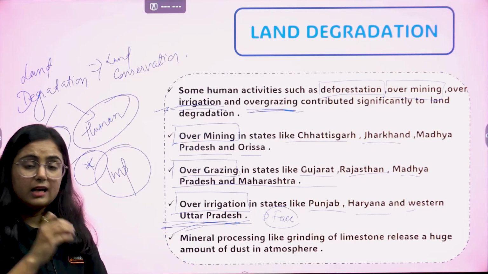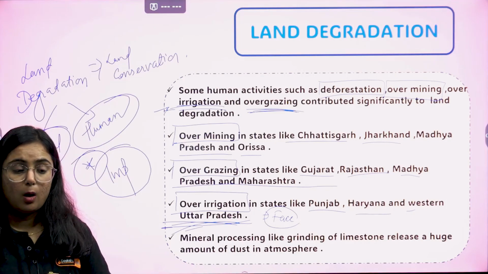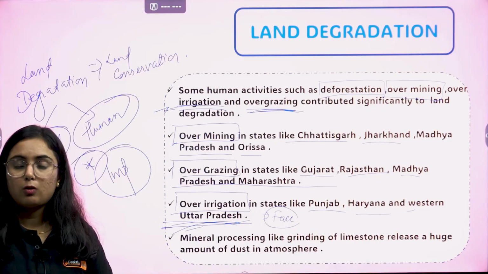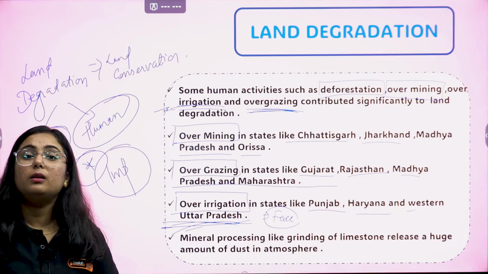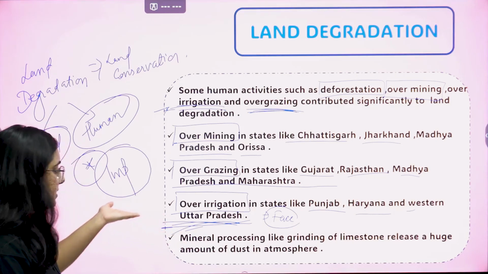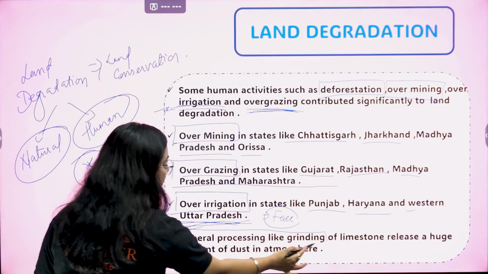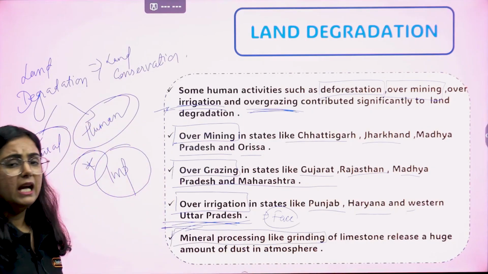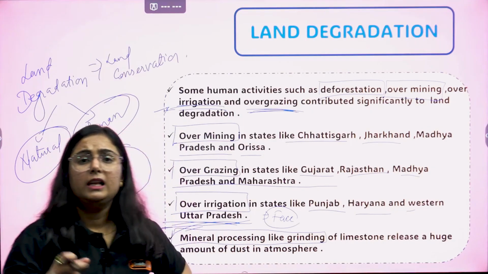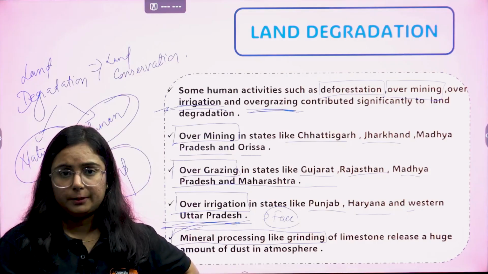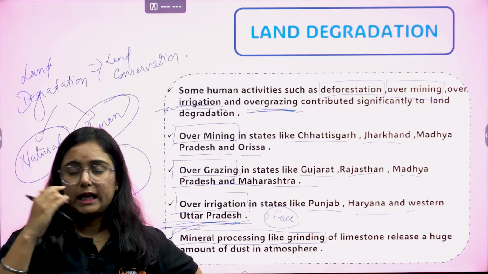Okay, as rice needs so much water, now the land is just filled with water throughout. It is making the soil saline, and as a result it is degrading. Okay, mineral processing industries, like grinding of limestone. If you have seen any industries where grinding of limestone is done, or the cement industry, it can probably be.